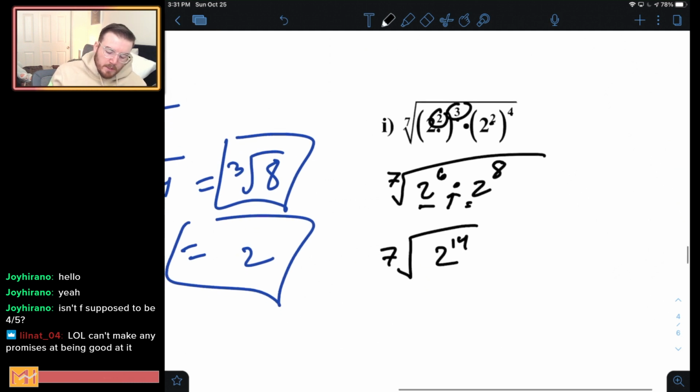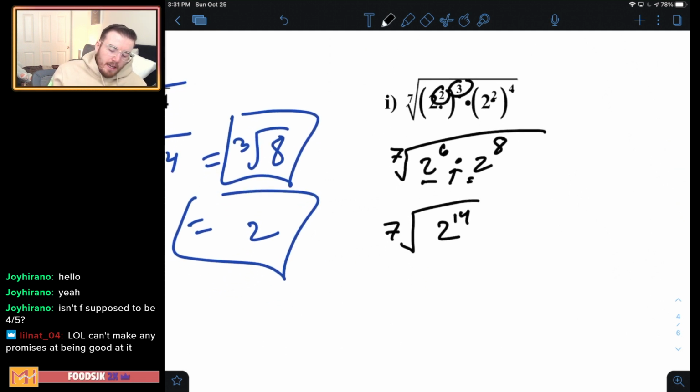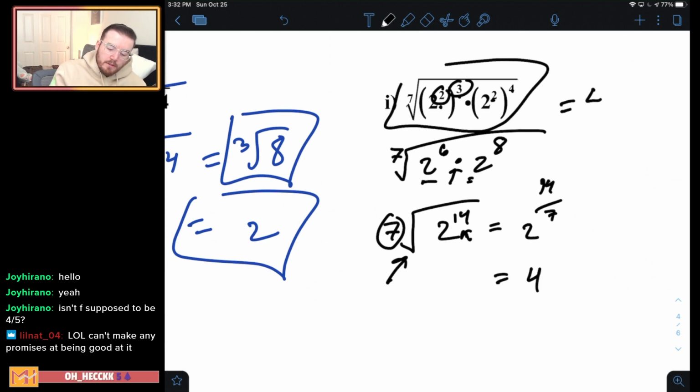We're so close to being done. How can I rewrite this as a fractional exponent? Remember, from the very beginning, the size of the root becomes the denominator, the bottom of the fraction, and the exponent becomes the numerator. Well, 14 over 7, that's just 2. So 2 squared is 4. This whole thing simply equals 4.